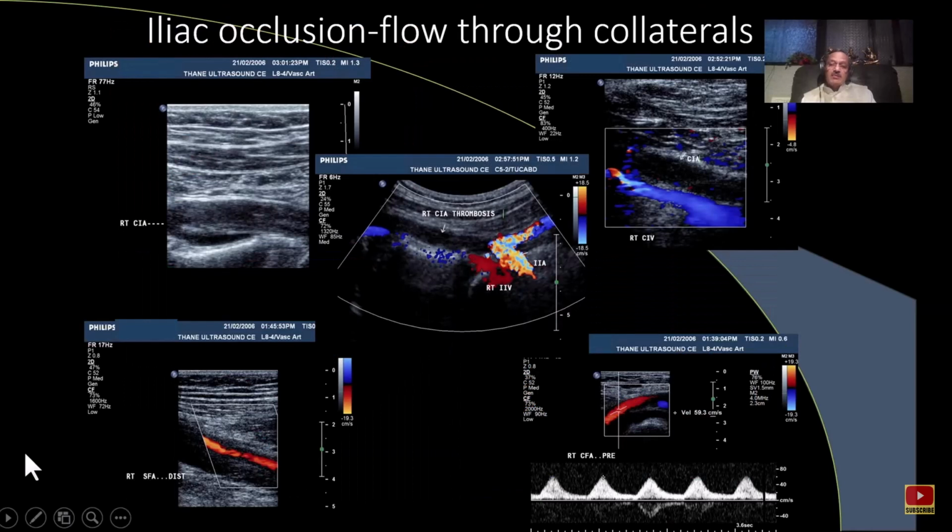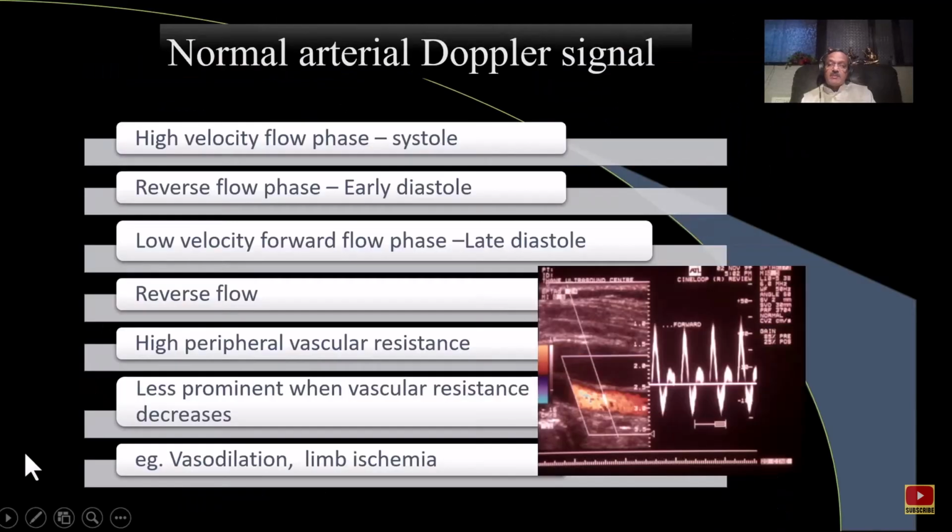Here's an example of a patient who has an iliac artery occlusion. There are a lot of collaterals. And again, his distal external iliac or the common femoral is filling through collaterals. So if someone is very new and sees this waveform, they may feel, oh, this looks normal, and can miss an iliac occlusion. This has happened in practice.